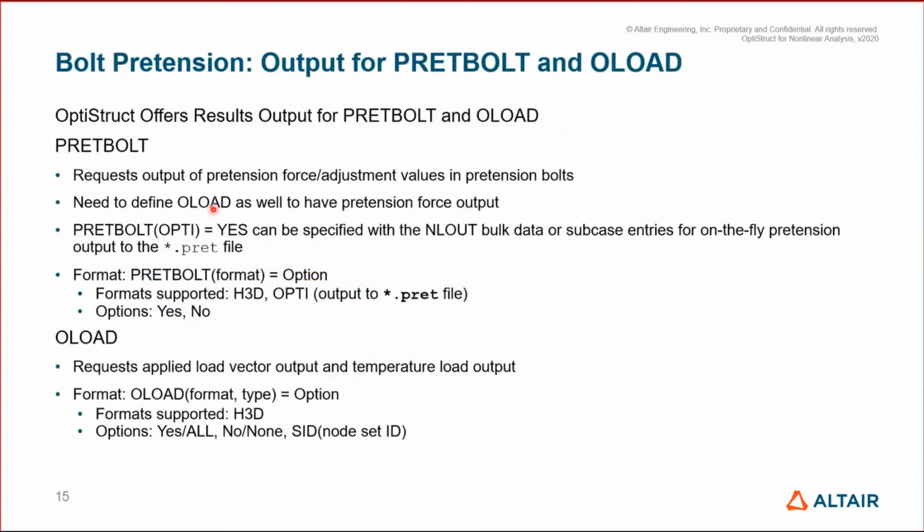Yep. So you can also export the values out using the pretensioning bolt, pret bolt here. You can export this out into a pret file. This pret file is just a text file, so you can open it with any text pad and look at the pretensioning force or pretensioning adjustment values in the file. Otherwise, you can also print this out to H3D, right?